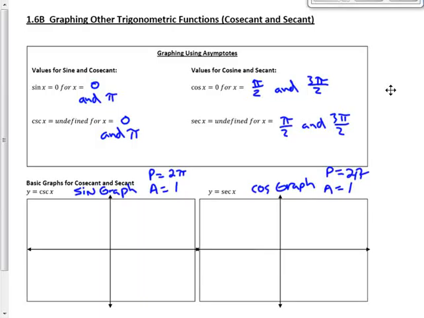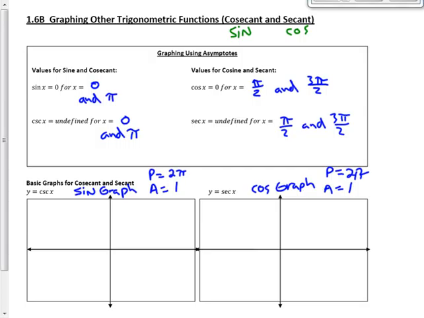Great, so now we're going to finish up our graphing section with these trig functions by doing the last two here, cosecant and secant. These two graphs are based on their inverse functions, so the cosecant is related to the sine and the secant is related to the cosine. So ultimately we're just going to be graphing the sine and graphing the cosine, and I need to know a few pieces of information about how they relate.